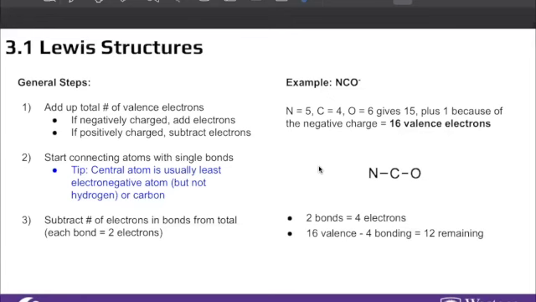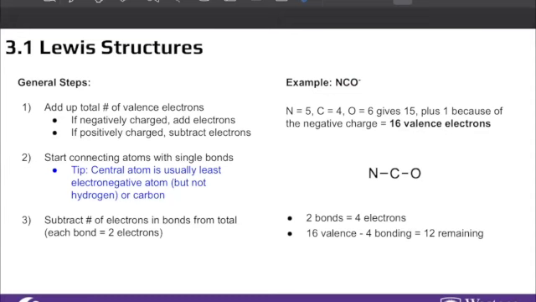All right, so our next section is on Lewis structures. These are a way that we can use to represent compounds with covalent bonds. And what I'm going to do is go through the general steps of how to draw Lewis structures, and at the same time, I'll use this example of NCO negative to illustrate those steps.